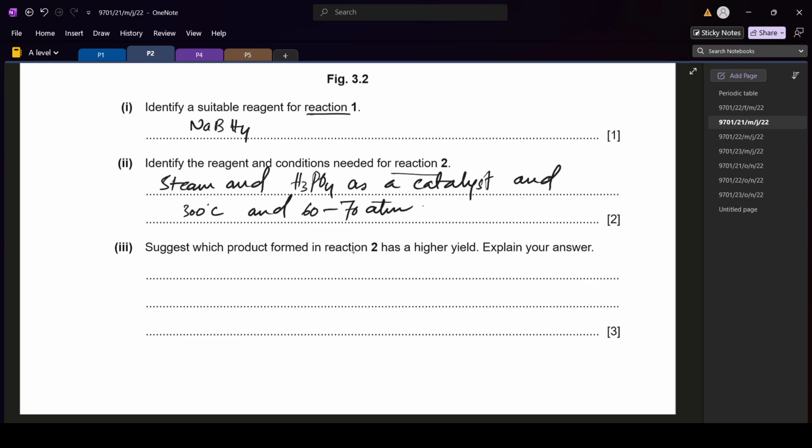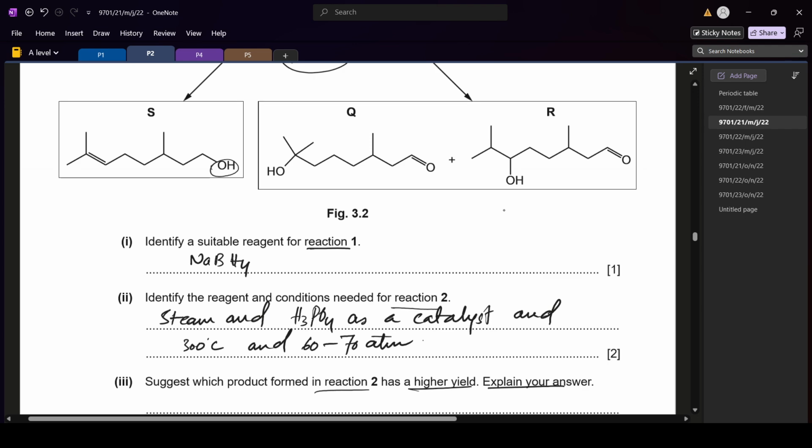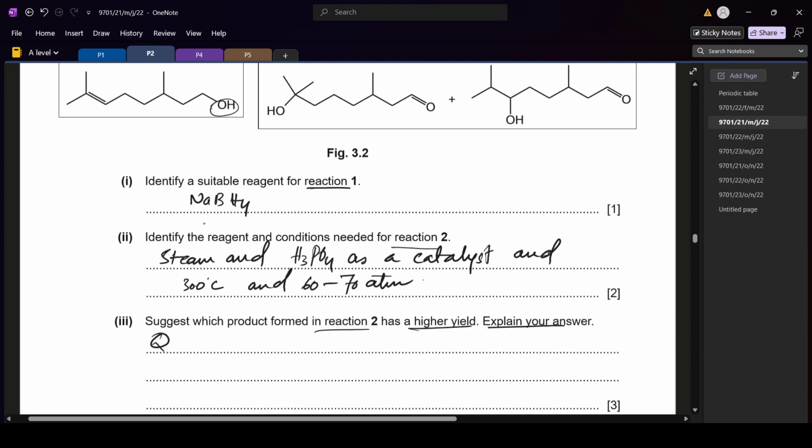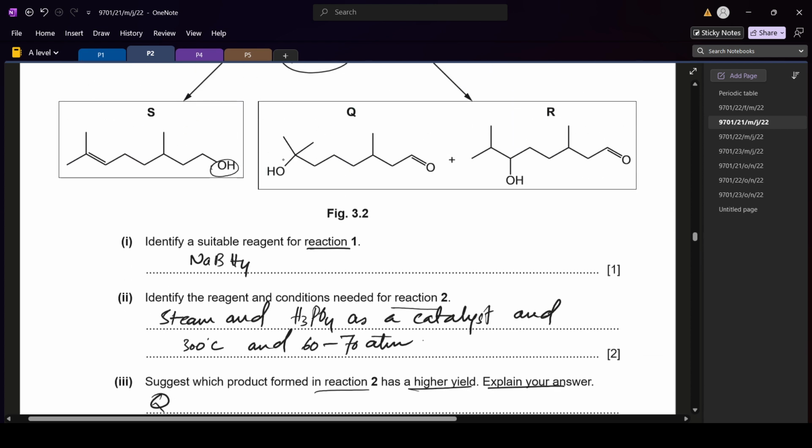Suggest which product formed in reaction 2 has a higher yield. So which alkene has a higher yield? It's going to be Q. And why is that? Because Q forms a tertiary carbocation, and the tertiary carbocation is more stable. The hydrogen is attached according to Markovnikov's rule. When the double bond breaks, the hydrogen will attach here and the OH will attach here. So Q will have a higher yield.